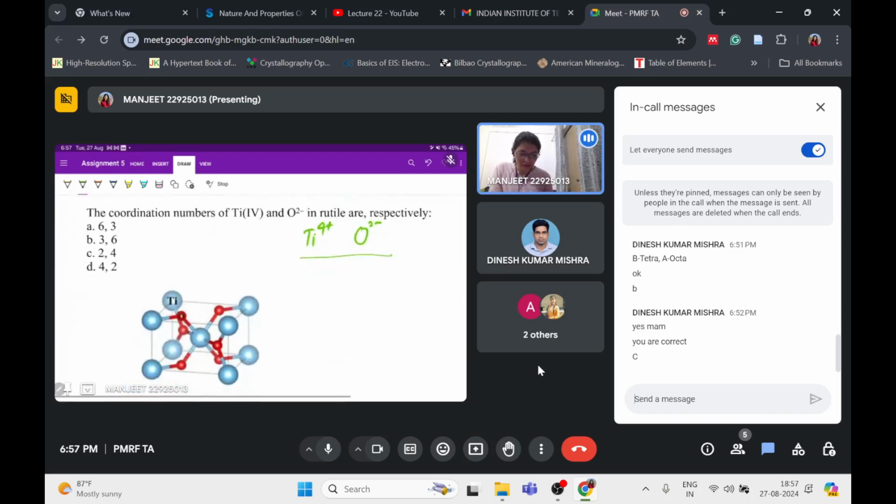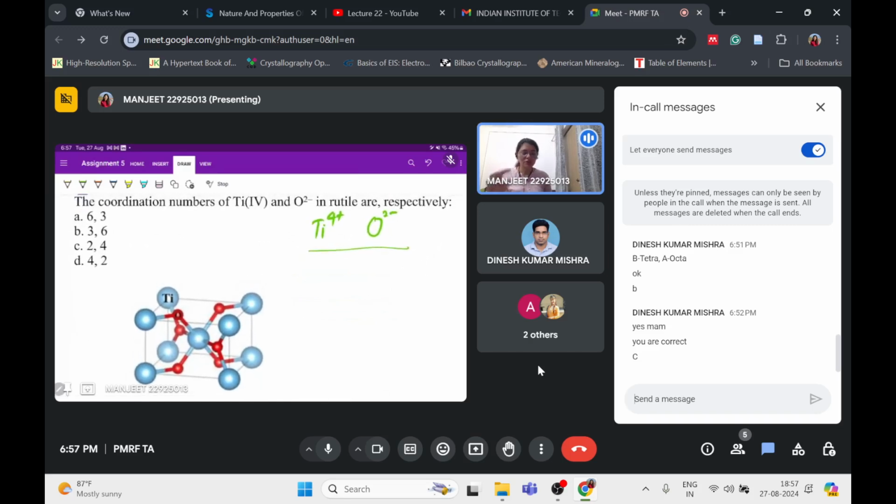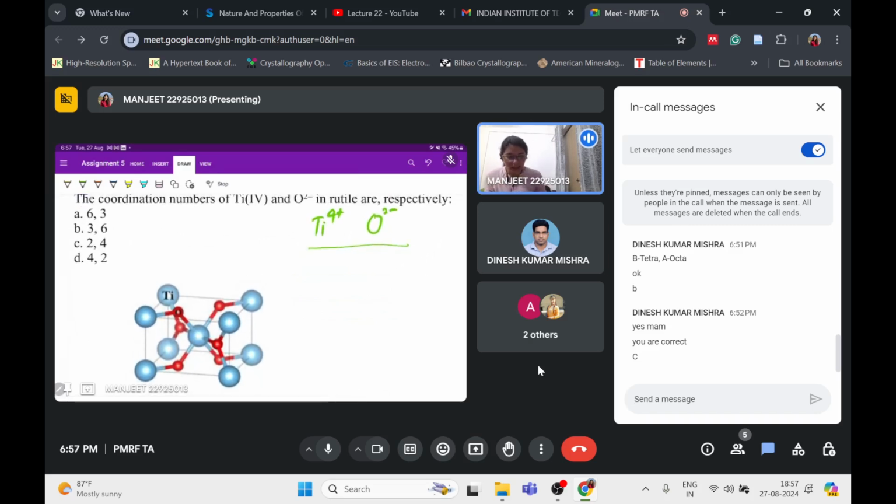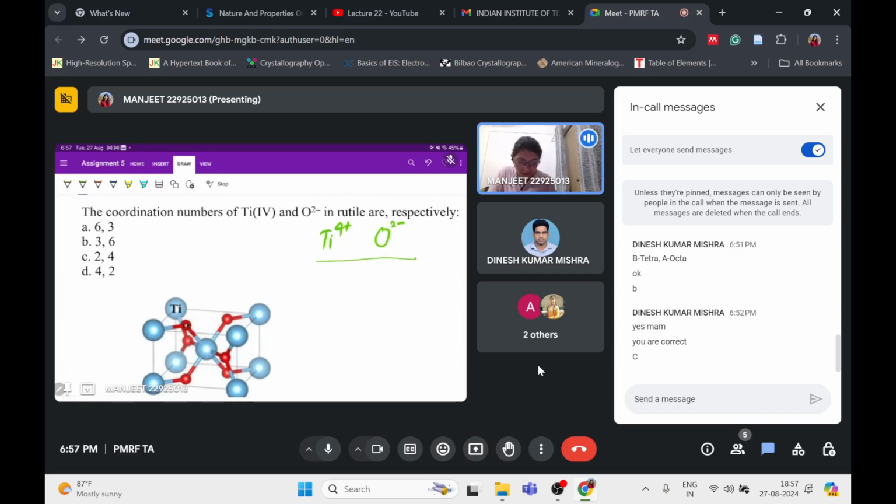Okay, let's first see the structure of TiO2. This is my Ti atom at the corner of the cube, and this is also at the body center, and this oxygen atom is tetragonally connected to this one. If you see this one, this one, this one. So what will be the coordination number for TiO2? I mean the coordination of the titanium.